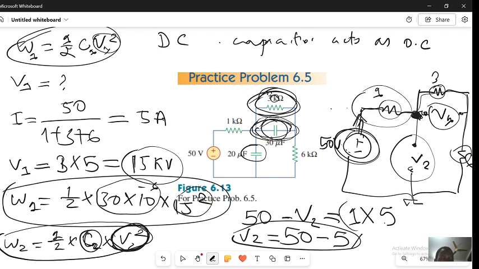Now I already know how I can determine the energy from omega 1 and the energy from the capacitor V2, the energy from the capacitor V2.